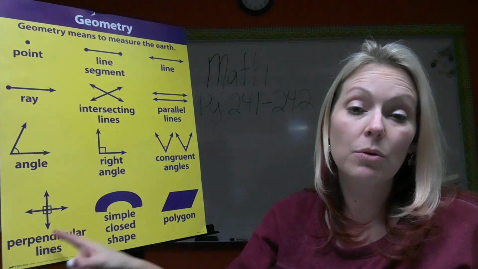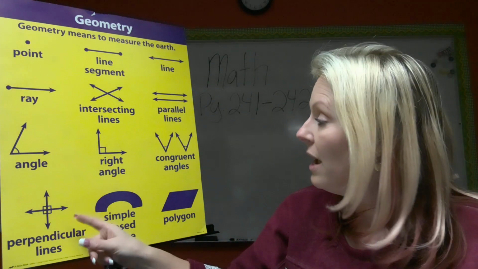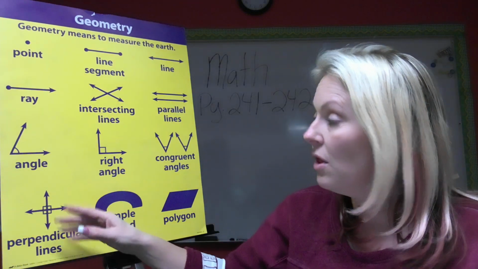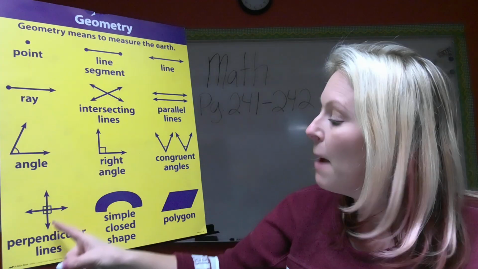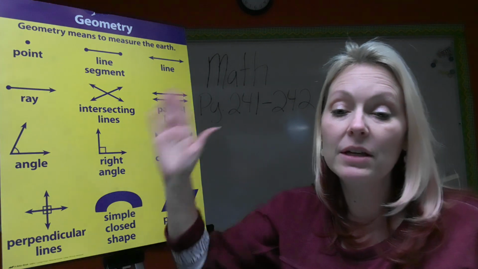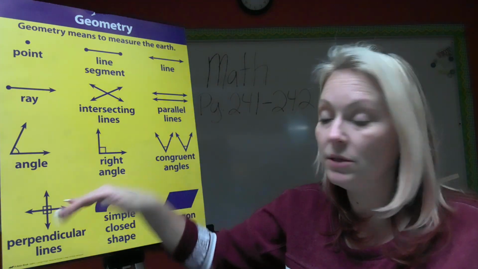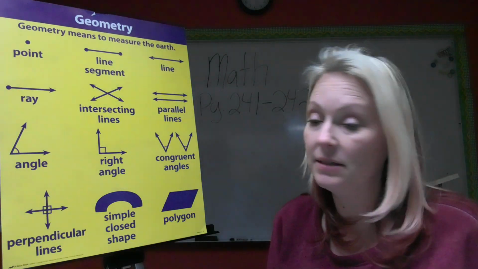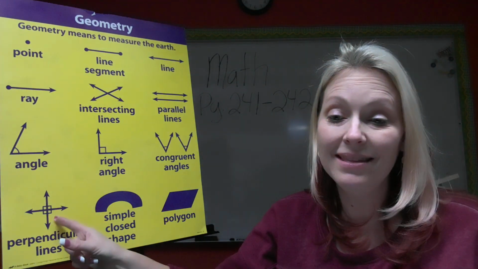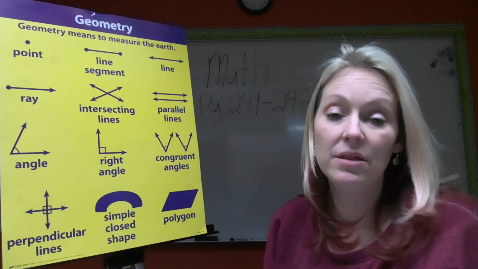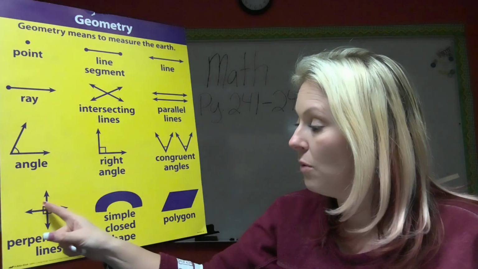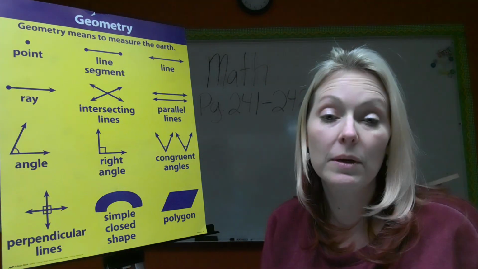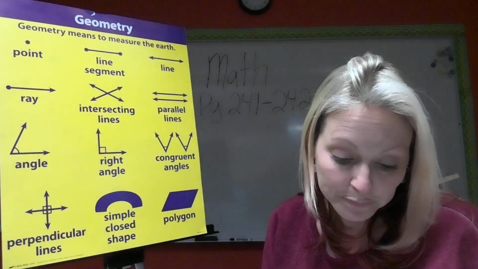Now, when we come down to our perpendicular lines, we end up having two sets of lines that intersect, but they're in a perfect vertical and horizontal place with 90 degrees on all the sides. You will always see this, and it will always be this way for perpendicular lines. You'll always see those little squares showing the right 90-degree angle.